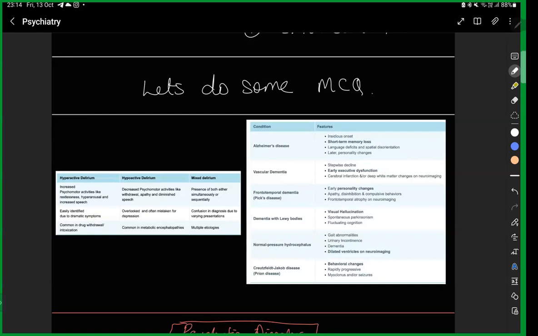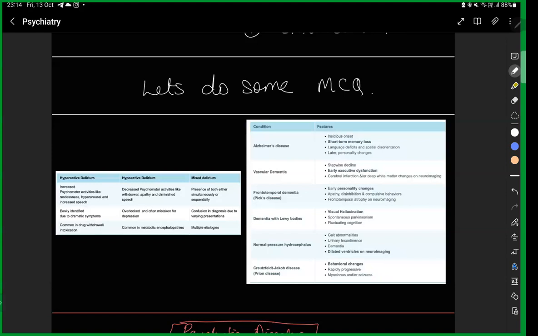What about your Pick's disease? Pick's disease is a frontotemporal dementia. Remember, guys, Pick's disease is a frontotemporal dementia. Cortical dementias are Alzheimer's and Pick's. Subcortical dementias are Huntington's chorea, Parkinson's, multiple sclerosis, Wilson's disease. Put your answer in the comments box.